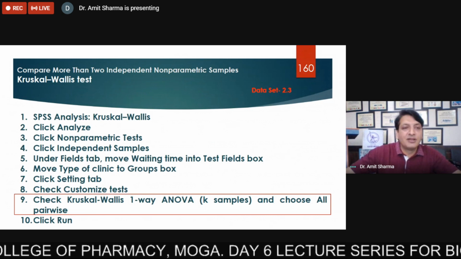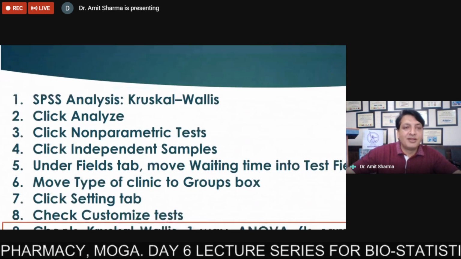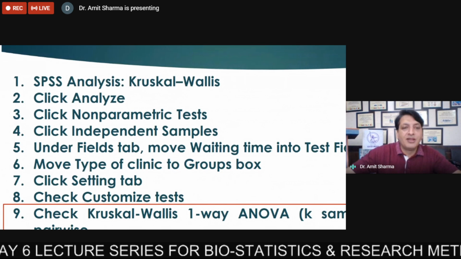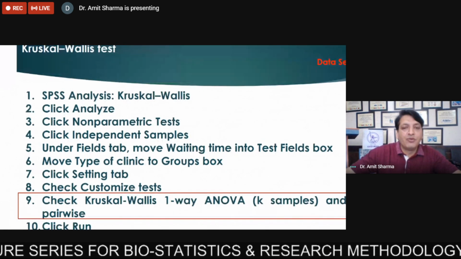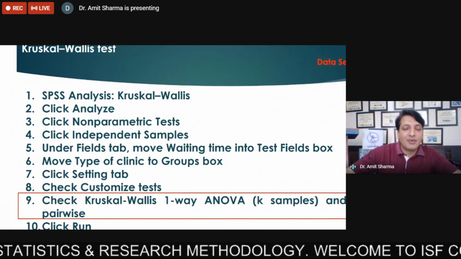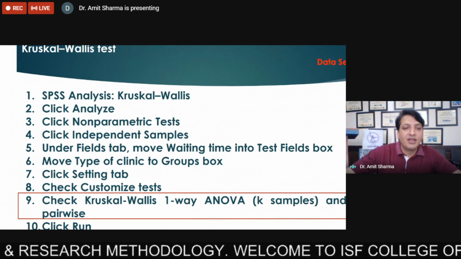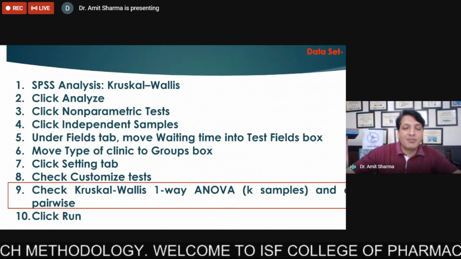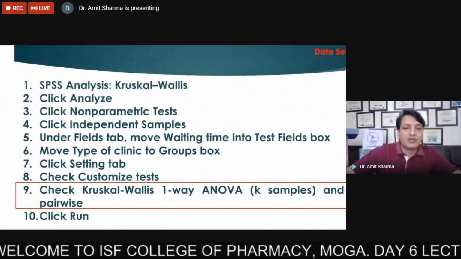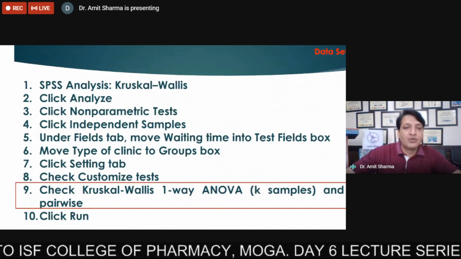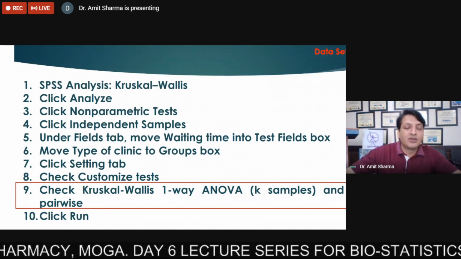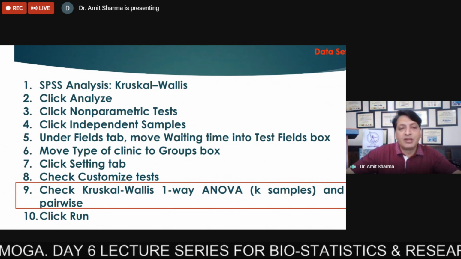These are the steps for the Kruskal-Wallis. Click on Analyze, then Nonparametric, then Independent Samples is the command. Go to the Fields tab. Under the Fields tab, move the waiting time into Test Fields, and under Groups, instead of clinic, add labels, because labels we are going to use for the Kruskal-Wallis. And you just have to change step number 9. So instead of choosing Mann-Whitney U, choose here Kruskal-Wallis. Remaining all the steps are the same. The two different things you have to do: instead of clinic, choose your labels, and instead of Mann-Whitney U, choose the option called Kruskal-Wallis test.